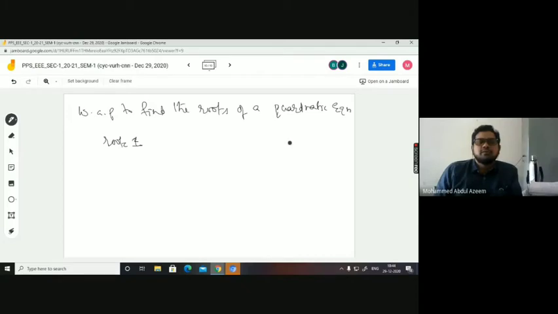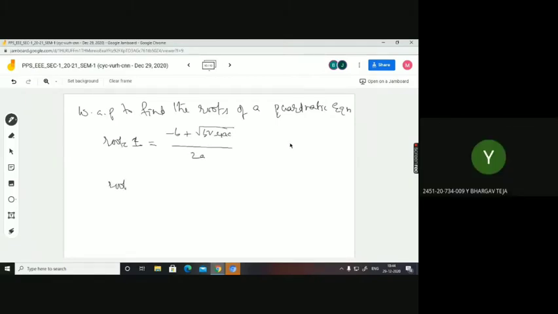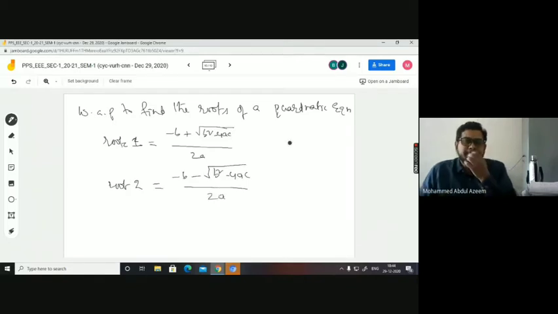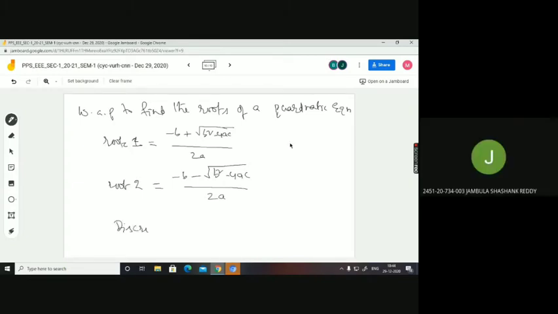Root 1 equal to minus b plus under root b square minus 4ac by 2a. Another root is minus b minus under root b square minus 4ac by 2a. What is this b square minus 4ac? Discriminant.